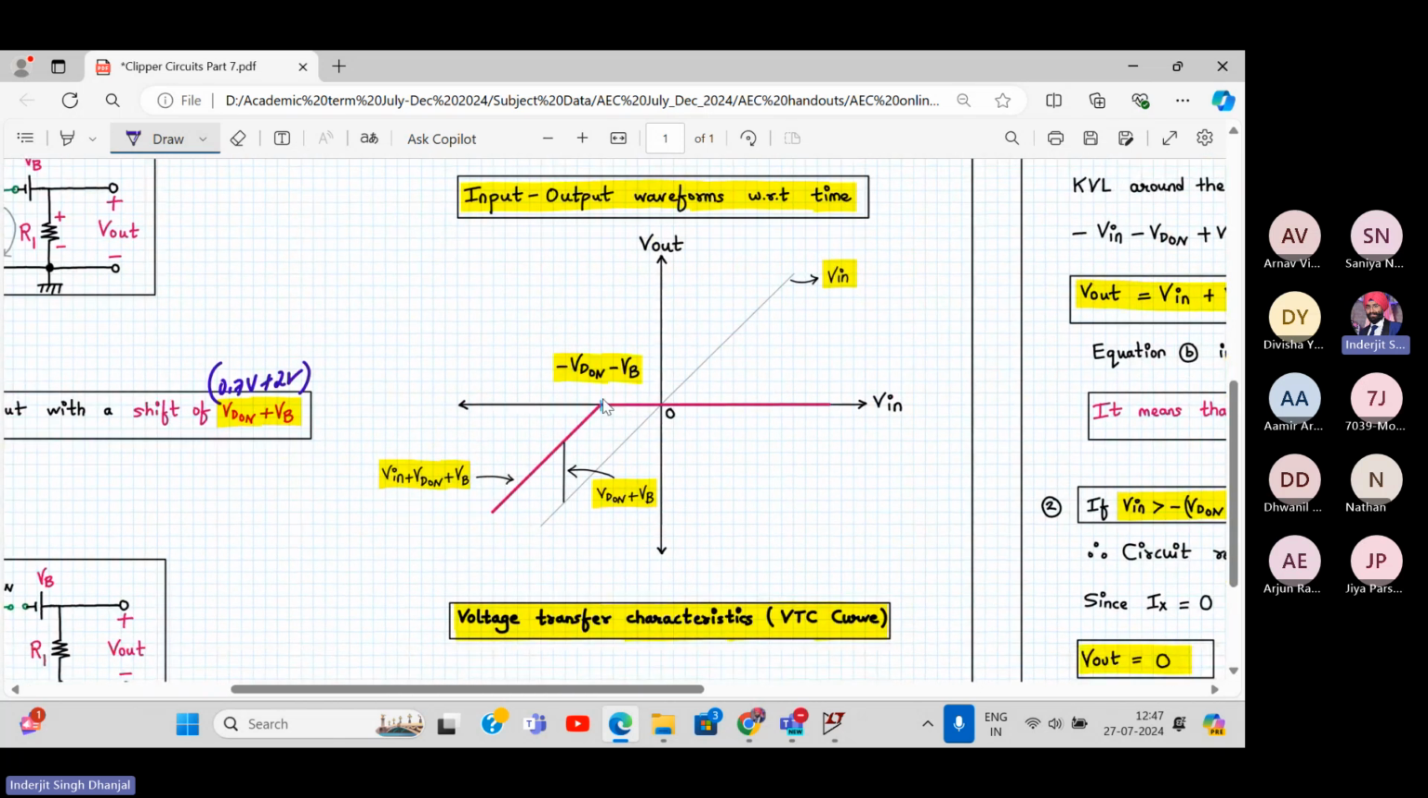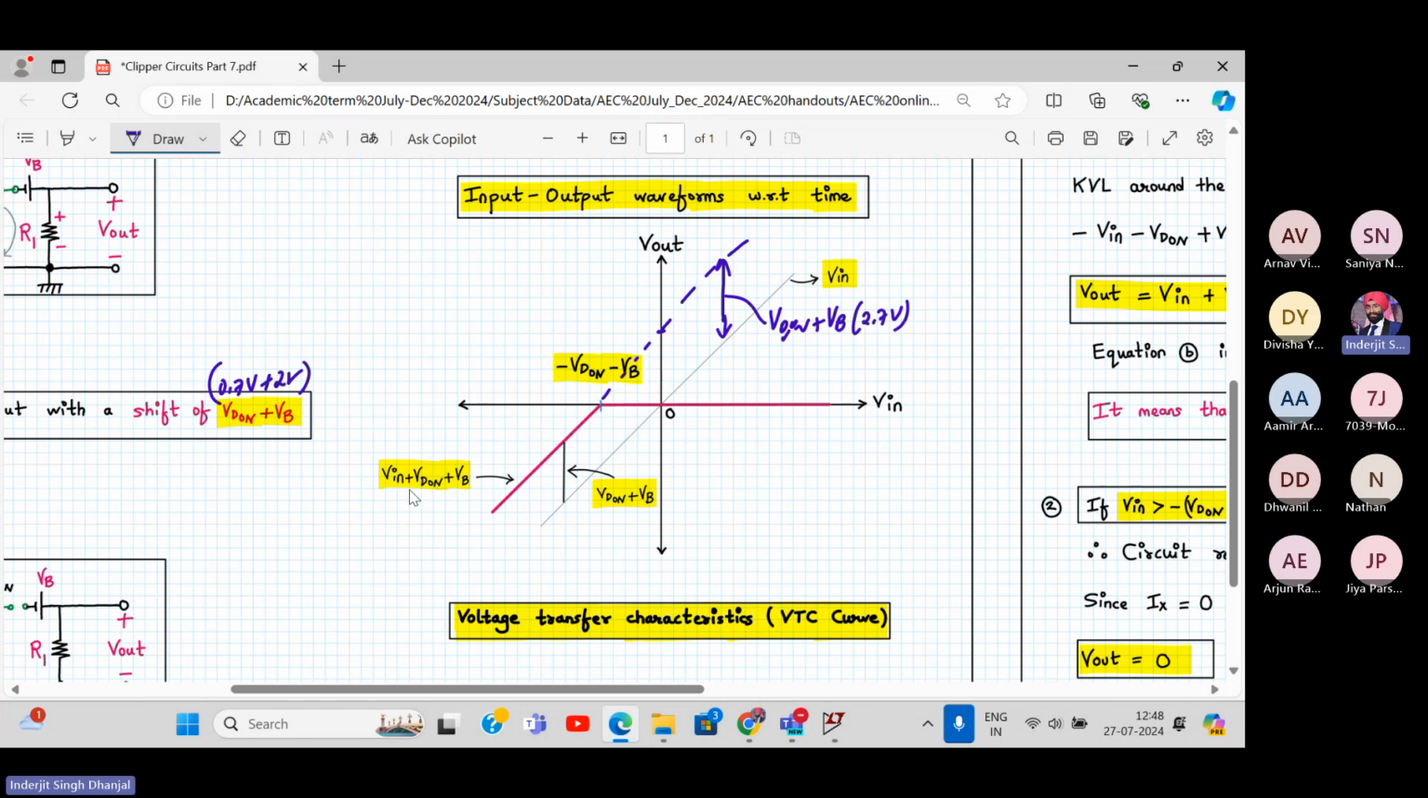Earlier it was like this, right? So this difference was how much? Earlier this difference was VD on. Now it has become VD on plus VP. That is 2.7 volt. So here the y-intercept also will be 2.7 volt. And then we get this sloping line.